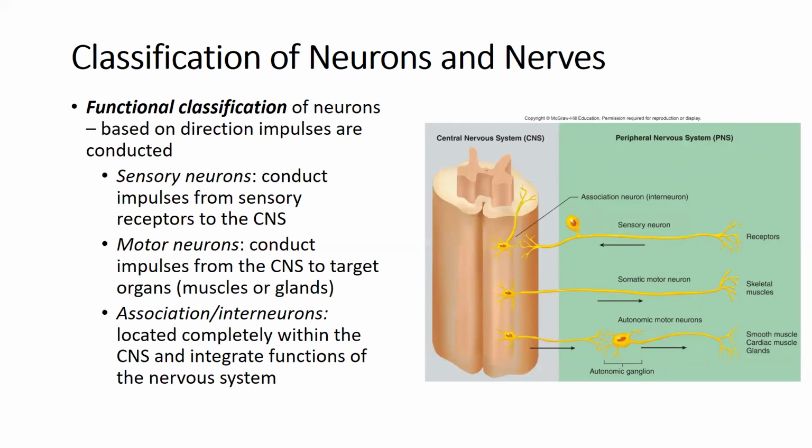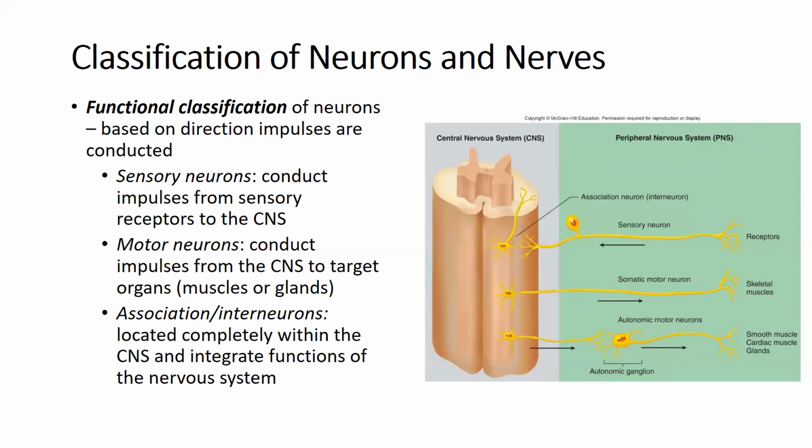The sensory neurons, which conduct impulses from the sensory receptors, right? So in your fingers, in your eyes, on the retina, throughout your body, you have different sensory receptors. They're picking up information from the world around you, and they're transmitting that information up into the central nervous system, which is your brain and spinal cord.